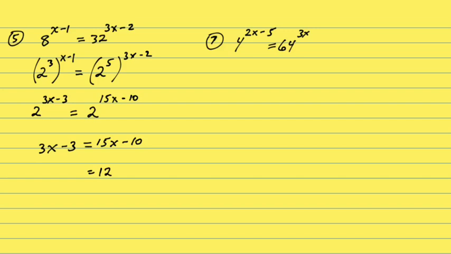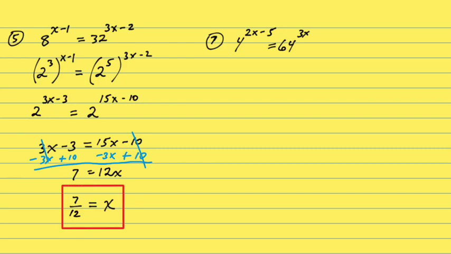If I subtract 3x, add 10, I think that makes this a 7, right? If I subtract 3x, that makes 12x. And if I add 10, I get a 7. Then I just divide by 12 to get my x. So the answer should be 7/12.